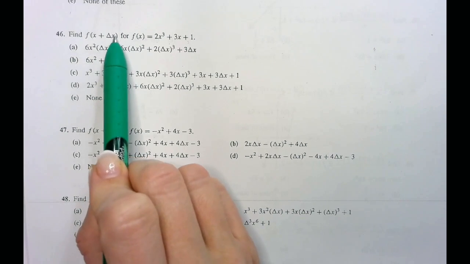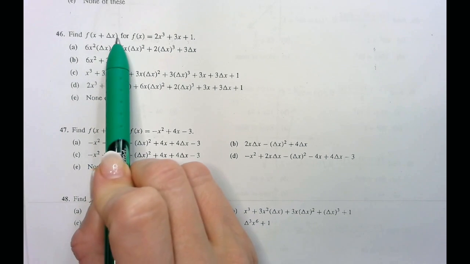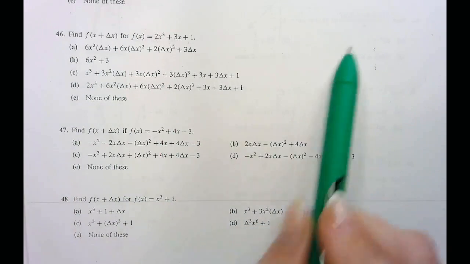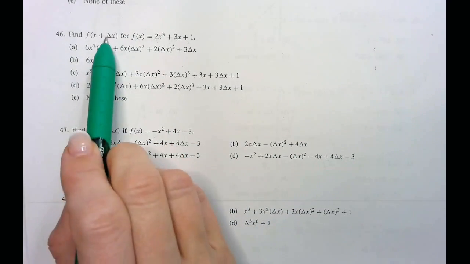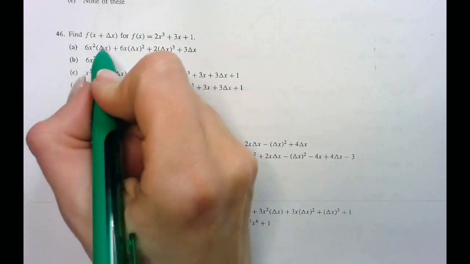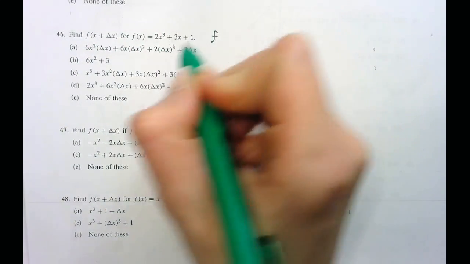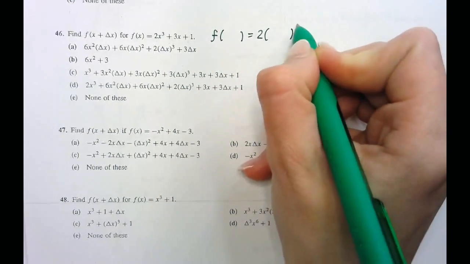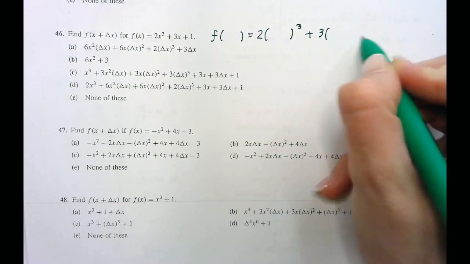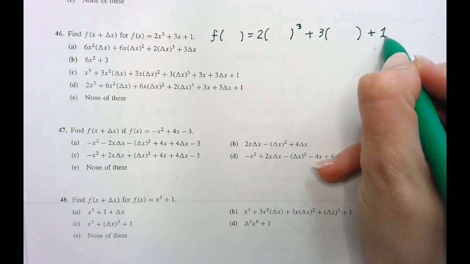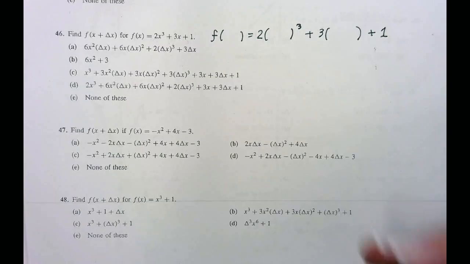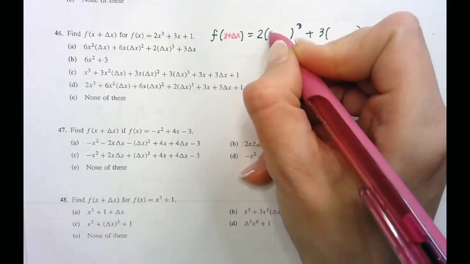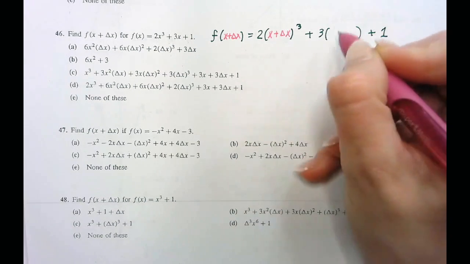Delta x, treat as one unit, okay? It's not triangle times x, okay? It's its own new letter in the alphabet: x, y, z, delta x. Delta is the Greek letter. It means the change in, all right? If I'm looking for that, f of x equals 2x cubed plus 3x plus 1. Well, what is our new x? Our new x is x plus delta x. And where is that going to go? Everywhere there's an x.